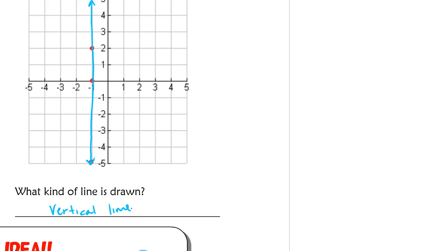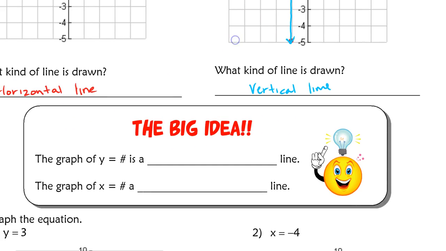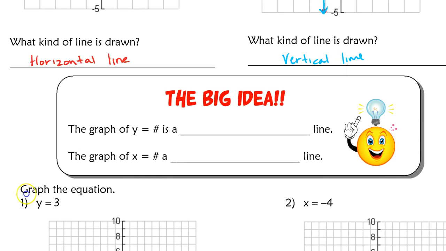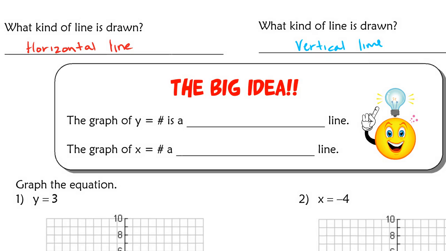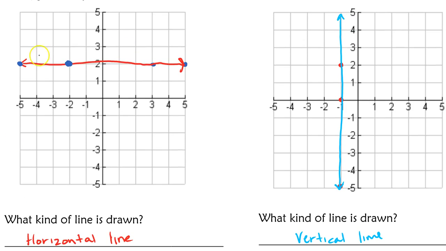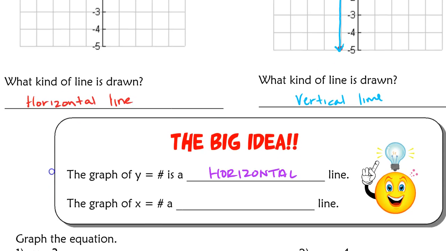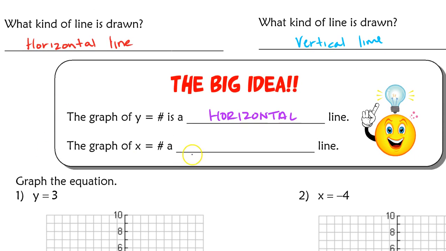Now the whole point of all of this is to get to the lesson here, which is the graph of y equals any number is always going to be a horizontal line. Okay, we basically have to memorize this, and if you're not totally sure about what type of line it would be, you could always connect points just like we did here. Remember, we picked 3 points all with the same y value and we connected them. That's how we got a horizontal line. And then the graph of x equals a number, that's always going to be a vertical line.